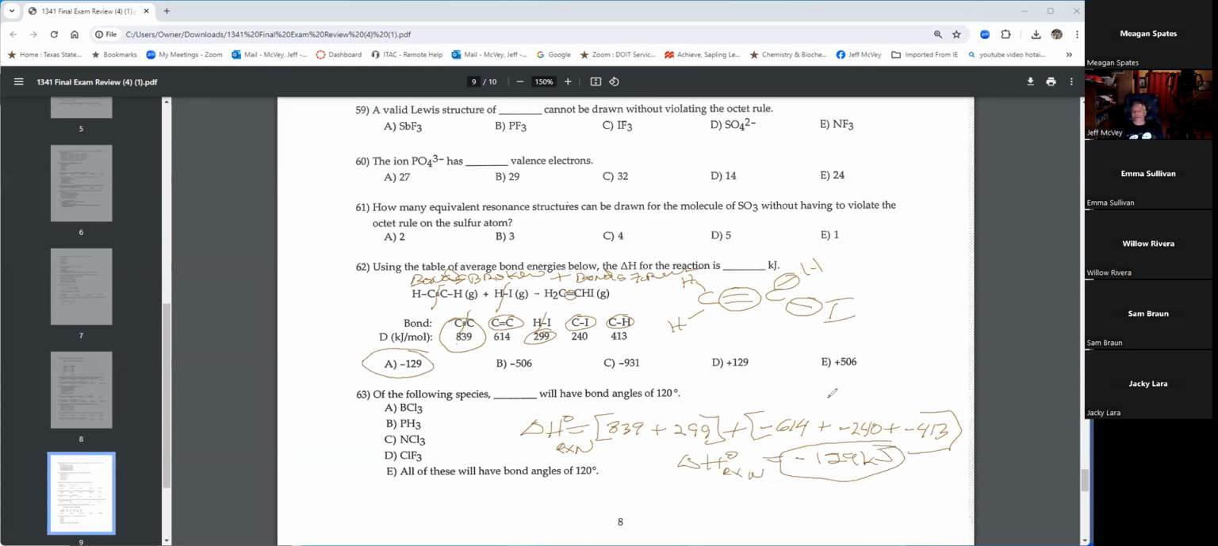Yeah, so remember the negative delta H for bonds formed, because when a bond forms, you stabilize all the atoms that are forming the bonds. They go to a lower energy level. That means you generally release energy as heat. It's an exothermic process, which is why it's a negative delta H. Thank you. You bet.